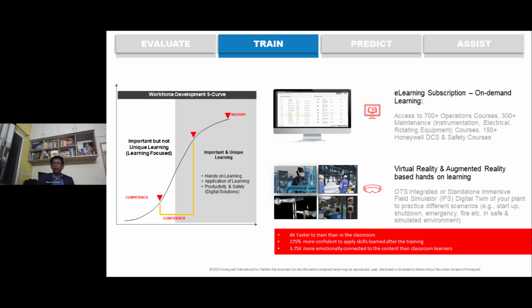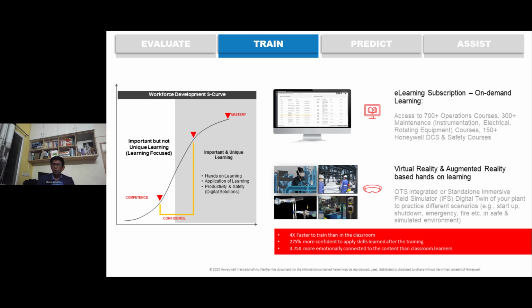Now we have, like when it comes to the initial phase of the learning curve, apart from a regular classroom training, we also have a huge repository of e-learning. And it's not only the automation courses that we're talking about. We have 700 plus operations courses in our portfolio, like how to operate a plant, refinery, petrochemicals. Is it an upstream, midstream, downstream? What are the maintenance related informations, rotating equipment, instrumentation, electrical, the environmental health and safety, and definitely our courses on Honeywell automation, our Honeywell UOP process technology, so on and so forth.